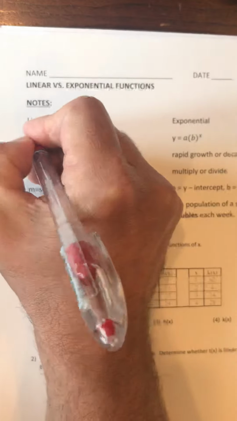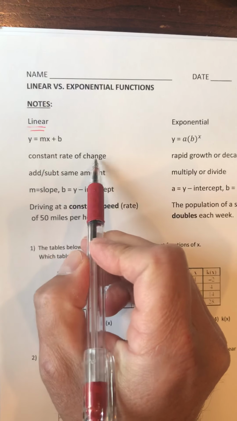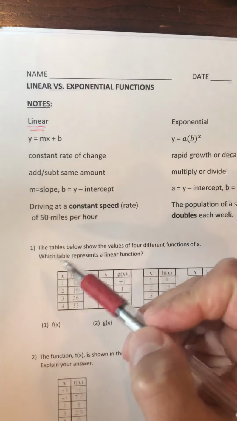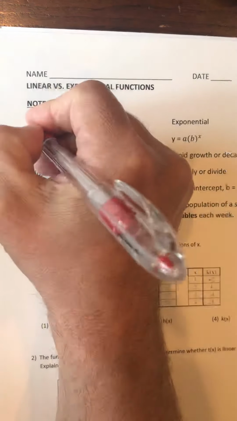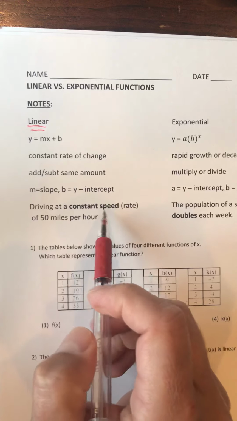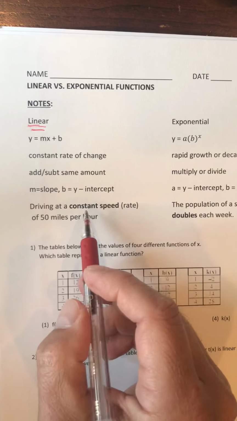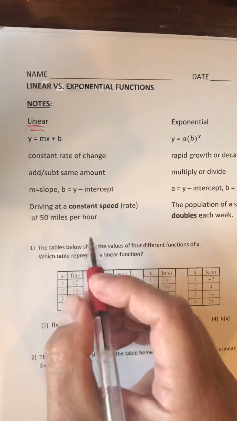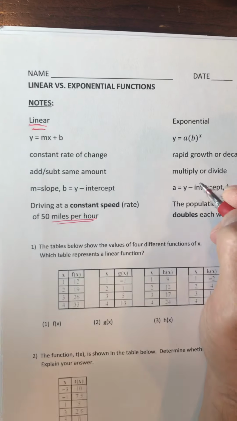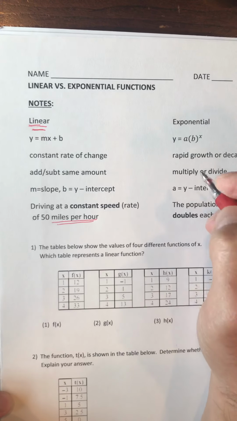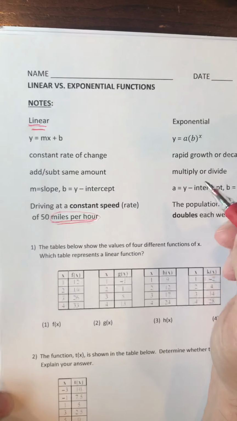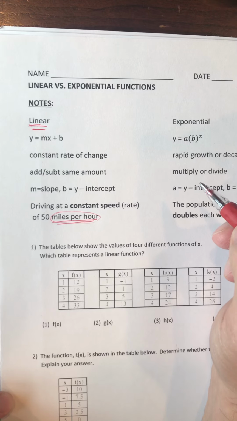If you're talking about linear, you're looking at a constant rate of change, which means you're going to add or subtract the same amount each time. Every time you're adding or subtracting the same value, okay? An example would be driving at a constant rate of 50 miles per hour. If it's a constant rate of change, it's linear. And the units will give it away, miles per hour. Or a plumber charges $40 per hour. When you see this type of phrase, it's talking about the rate of change or the slope.